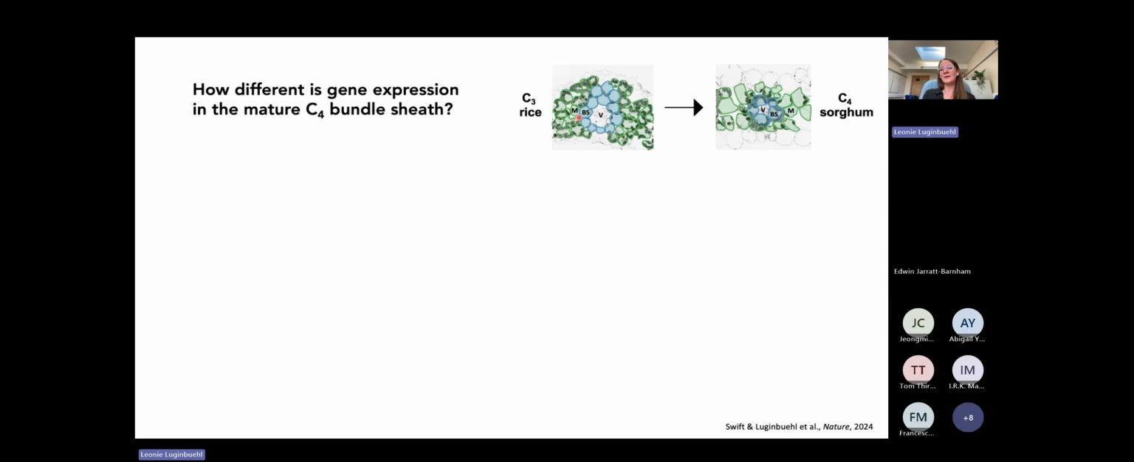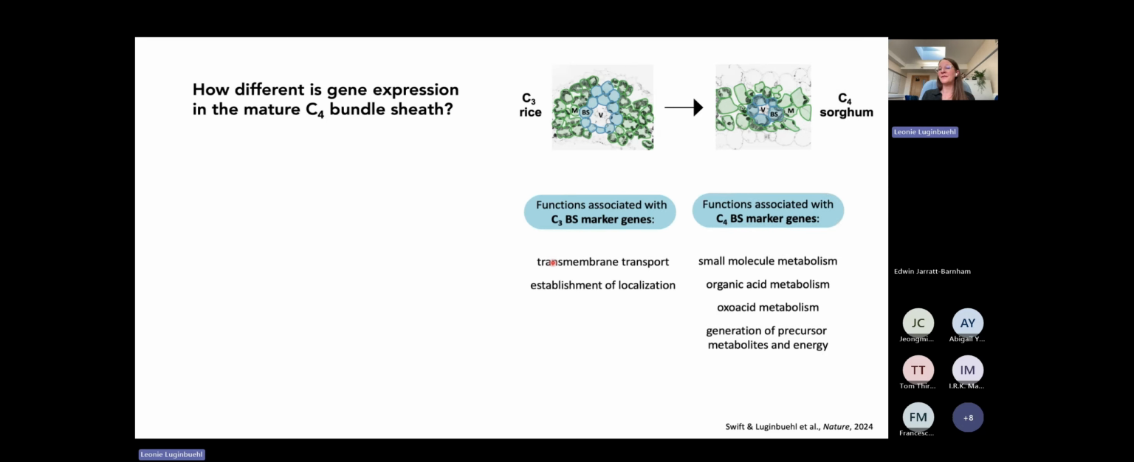And so we looked at the bundle sheath in rice and the bundle sheath in sorghum and looked at the functions of the genes that are specifically expressed in these cell types. And we found that in a C3 plant, these genes are mostly involved in transporting solutes, transporting water in the plant. In a C4 plant, however, we found that these genes that are associated with the bundle sheath are actually involved in small molecule metabolism, organic acid metabolism, and the generation of precursor metabolites and energy. And that reflects the role of bundle sheath cells in C4 photosynthesis. So already from looking at the functions of these genes, we saw that the functions are really different.